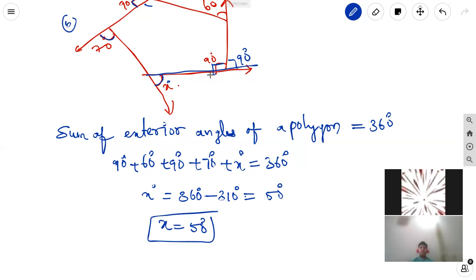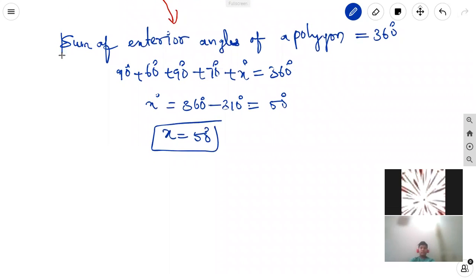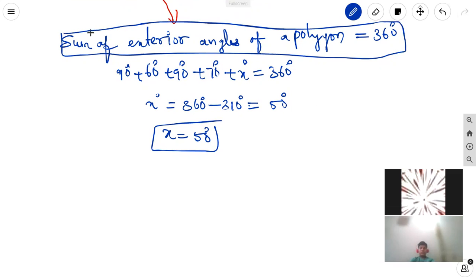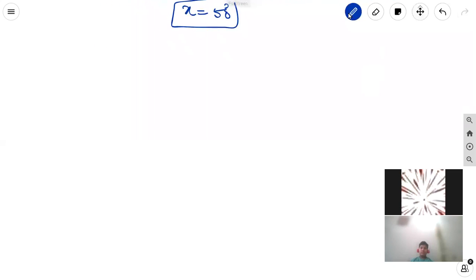Again, you can add 90 plus 90, 180. 70 plus 60, 130 plus 50, 180. So it's 360 degrees. Okay. Just we can remember the point is the sum of exterior angles of a polygon equal to 360 degrees. Okay. Next, second question.